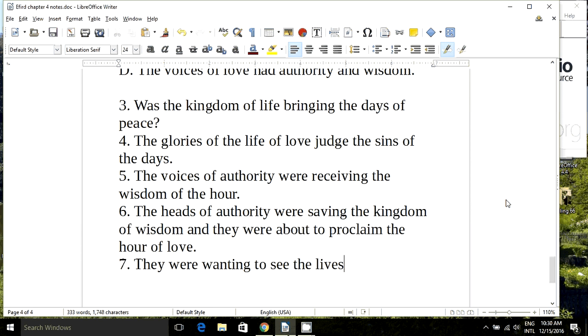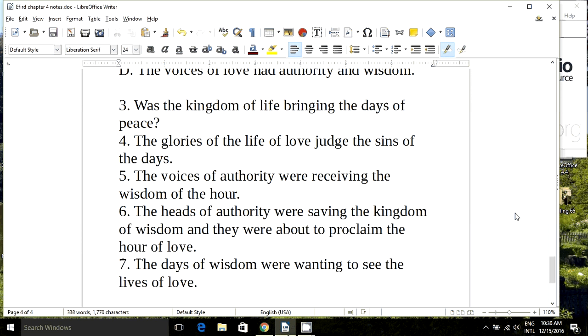Go and fit the rest of the words in. Who's my they? Hai hemerai, the days. The days were wanting. The days tes sophias. The days of wisdom were wanting to see the lives, tas zoas, tes agapes, of love.